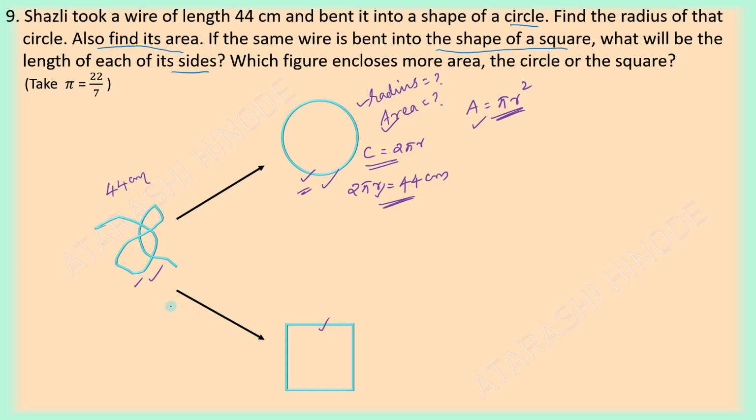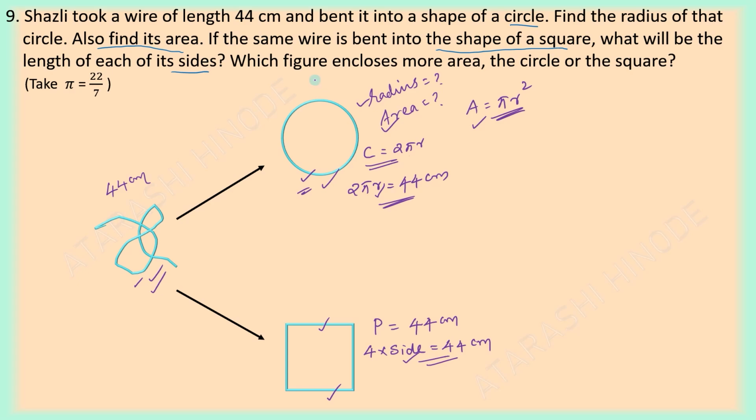Here also, since a wire of length 44 cm is bent into the shape of a square like this, the perimeter of this square will be the same as the length of this wire. That is, it will be equal to 44 centimeter. Now what is the formula for finding the perimeter of a square? It is 4 into the length of one side, that is equal to 44 centimeter. From this we can find the length of one side.